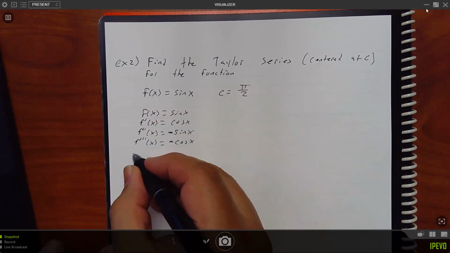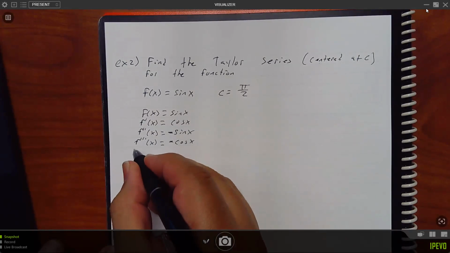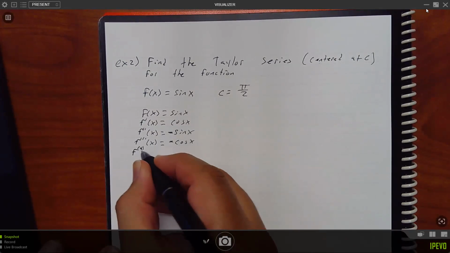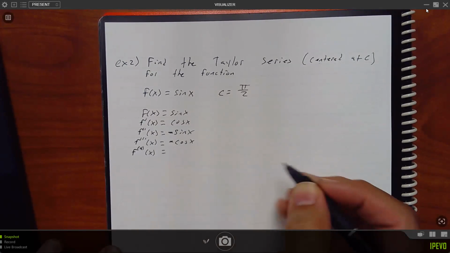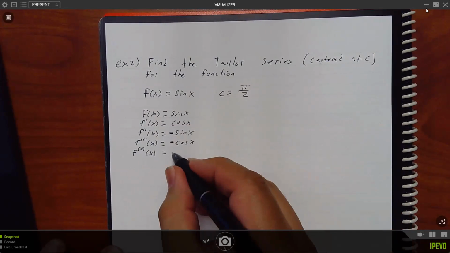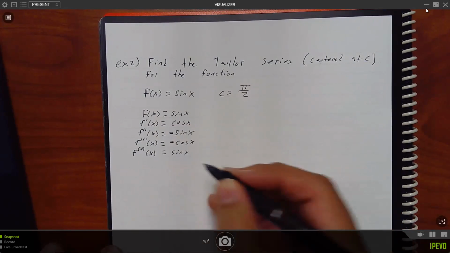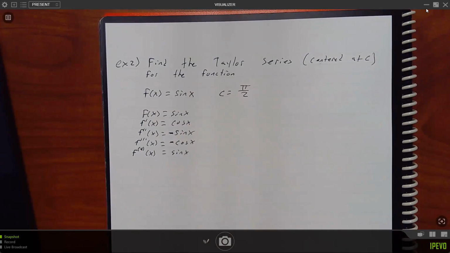Yep. Let's go ahead and do 4. Fourth derivative. And sine. Do you see this pattern? What happened? It is repeating for sure, but notice how it alternates every 2. Kind of weird, right? We may have to deal with that.